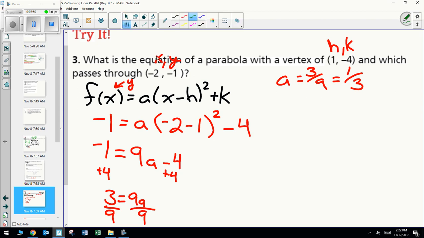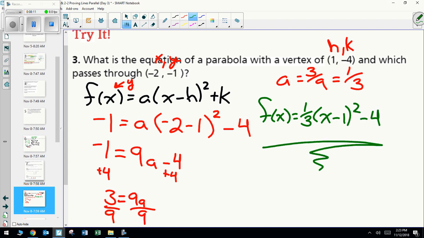And now that I have my a, h, and k, my final answer is to just substitute those values in to vertex form.